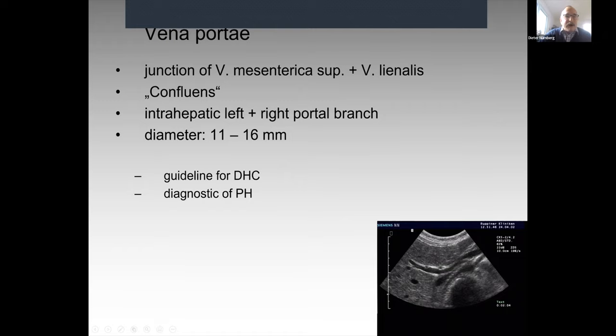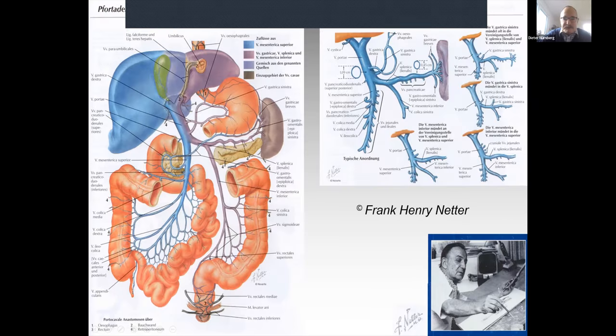The portal vein is our guideline for the hepatic, for the common bile duct, and we look there also if we look for portal hypertension. Those are very nice pictures of Frank Henry Netter. Frank Henry Netter was an American doctor, but he was really also an artist. He was a very famous painter of anatomy, and everyone knows his pictures and we use them. And I think the pictures here of the portal vein system are very beautiful.